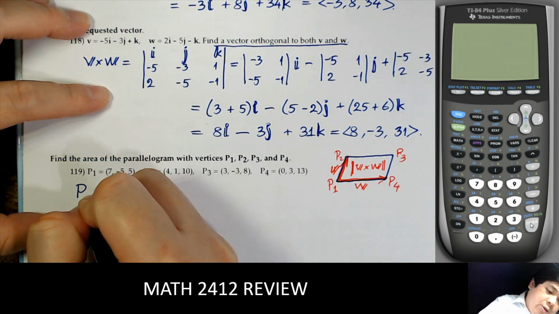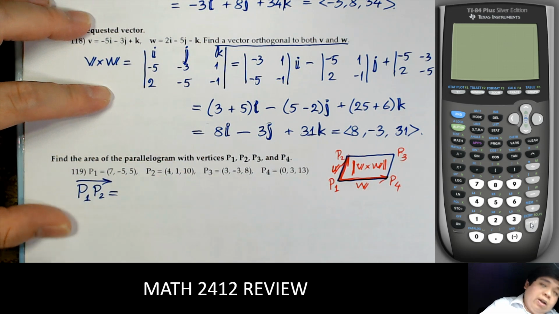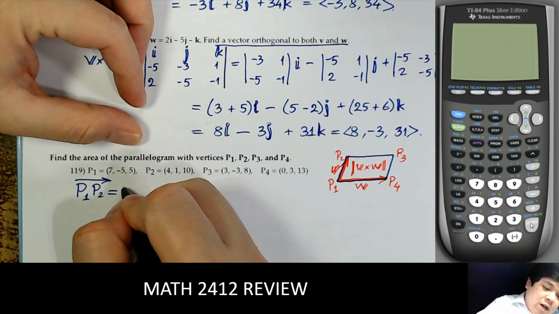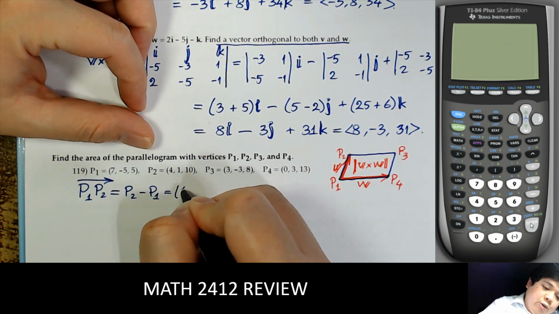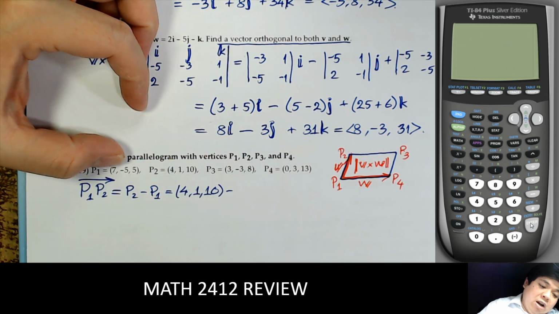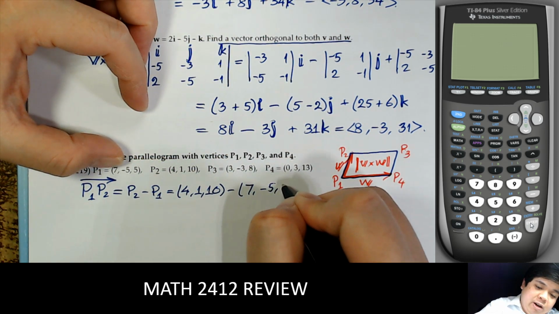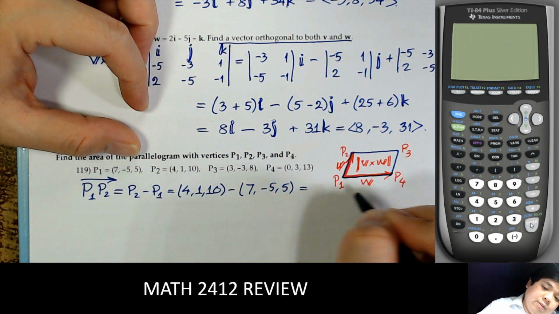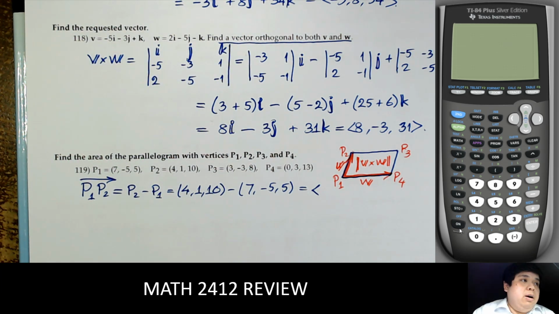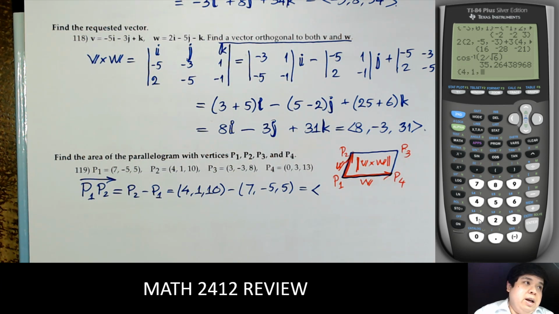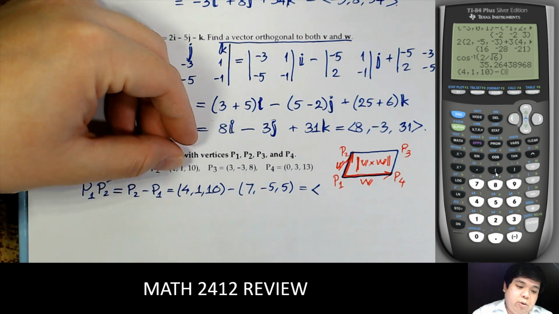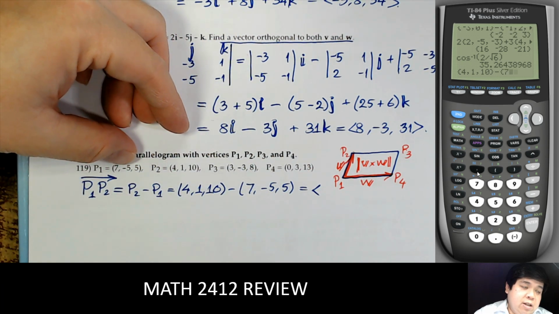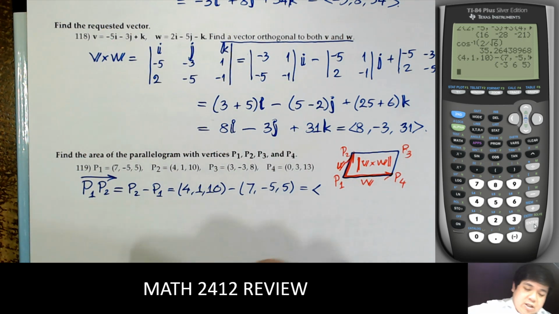So first P1P2. P1P2 is P2 minus P1. P2 is 4, 1, 10 minus P1 7, negative 5 and 5. I use the calculator here. List 4, 1 and 10 minus 7, negative 5 and 5. Close the list. Negative 3, 6 and 5.